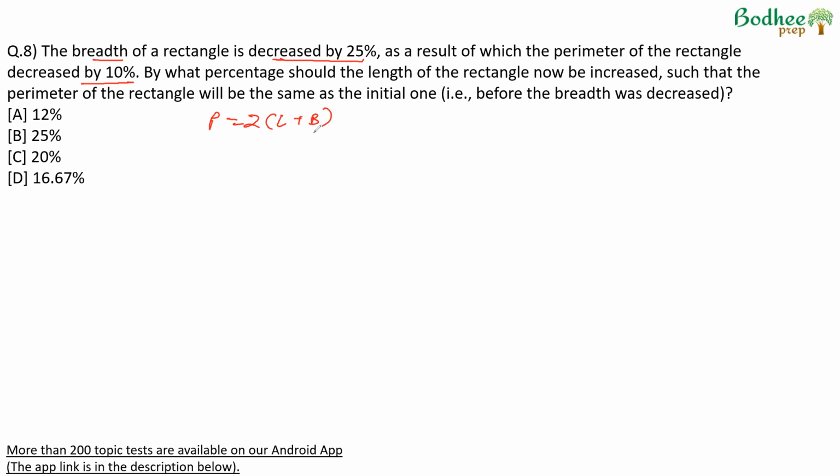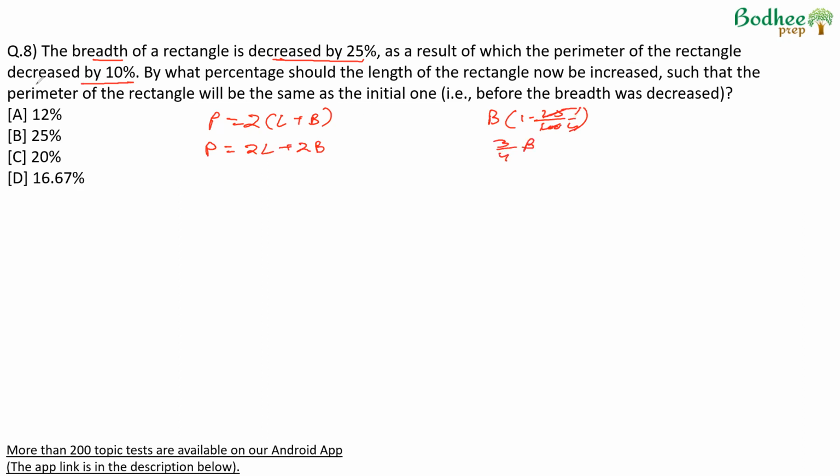What we can do is assume a breadth, and then from there find out the length so that we are able to find the perimeter. Or what we can do is P is equal to 2L plus 2B. The breadth is decreased by 25%. So the new breadth will be B into (1 minus 25 by 100). This is 1 by 4, so the new breadth is 3B by 4.